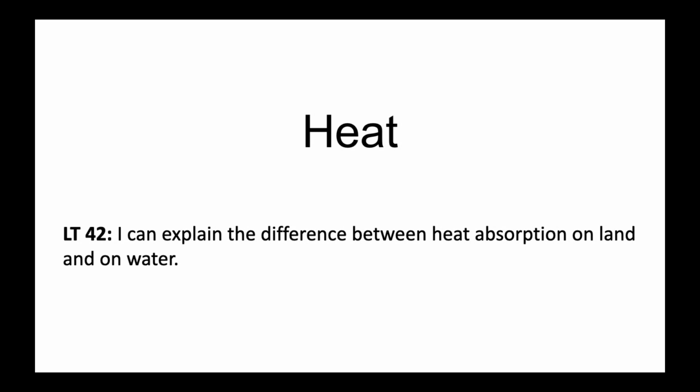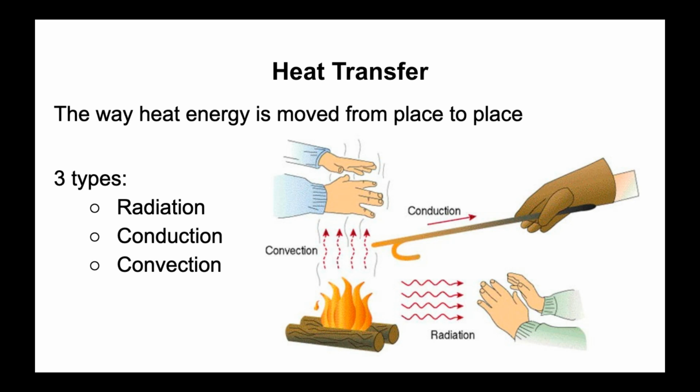Here to talk to you about heat, which is learning target 42. That I can explain the difference between heat absorption on land and on water. So first, what is heat transfer? Heat transfer is the way heat energy is moved from place to place. And there are 3 types that you might remember from 6th grade: radiation, conduction, and convection.